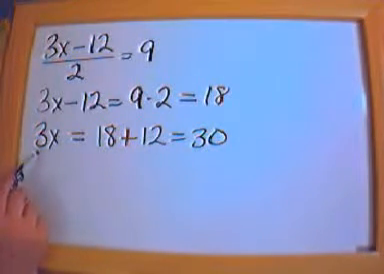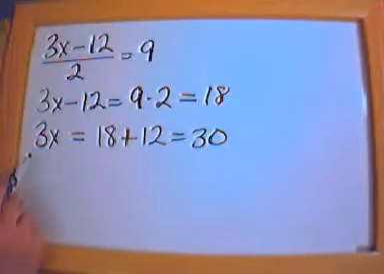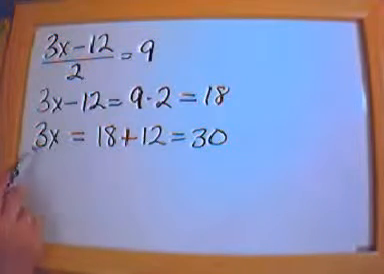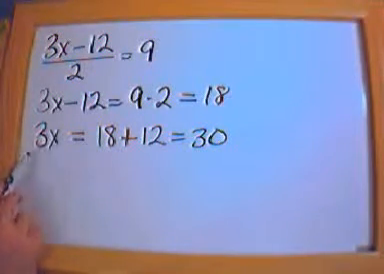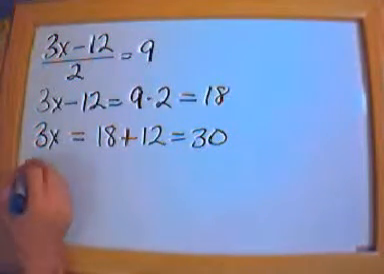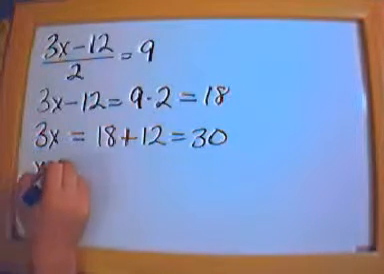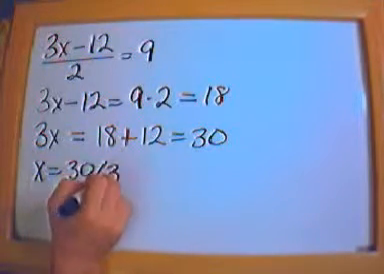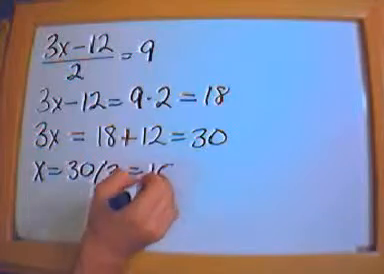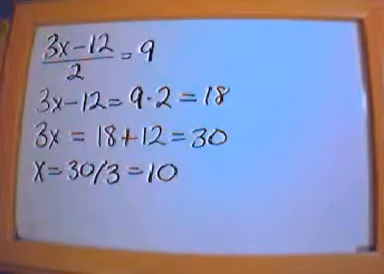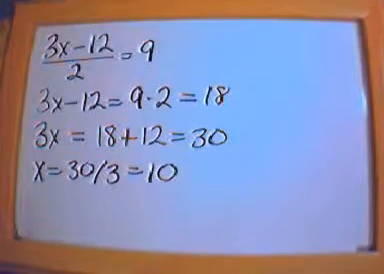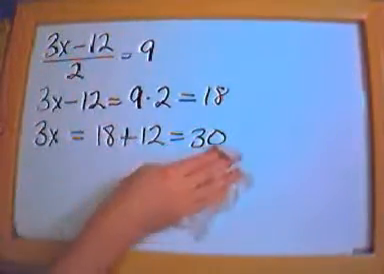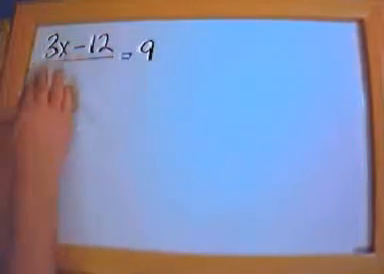The final thing to do is get rid of this 3, and the way to do that is divide both sides by 3 because this is multiplied together, so I'm going to go ahead and divide by 3. That's going to give me x is equal to 30 divided by 3, which is simply equal to 10. And that is the answer. And if you were to take 10 and put it right back in there, you will see that that is the one and only value of x that will actually satisfy that equation.